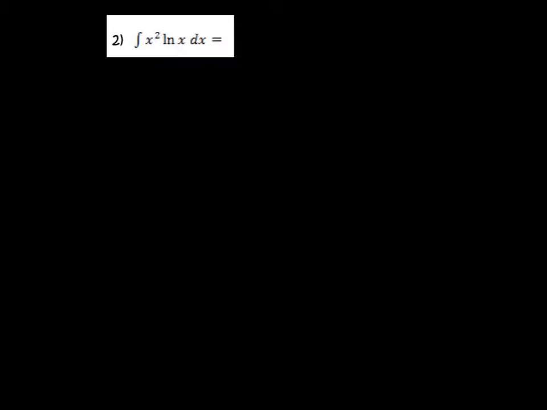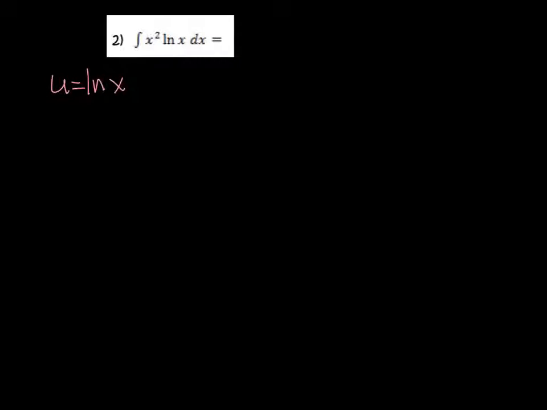Now, exercise number 2. First, we're going to check if we can use basic rules or changing variable. As you can see, we have x squared times natural logarithm of x times dx. We don't have a direct integral for natural logarithm of x, so it would be a good idea to make u equals natural logarithm of x, because we have a derivative for that one. So I'm going to make u equals natural logarithm of x.